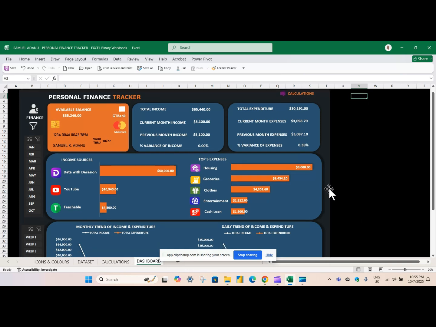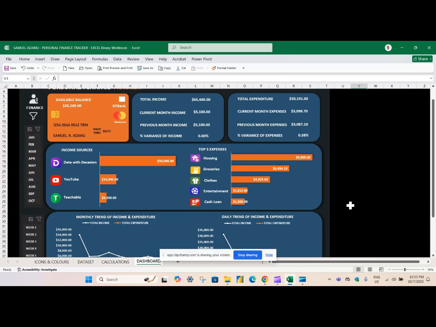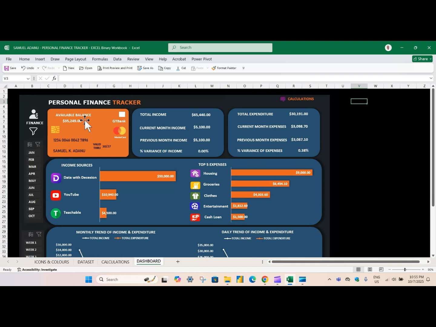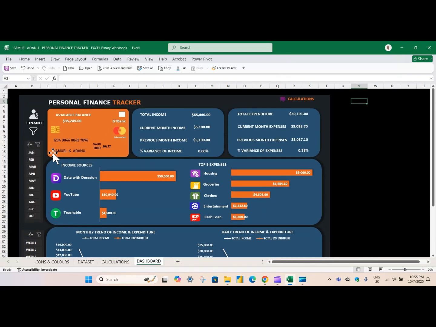Using real financial data, the dashboard incorporates current versus previous month's performance, highlights top income sources and spending categories, and visualizes monthly and daily trends. As you can see here, this is a personal finance tracker that has been developed on real-time financial data sourced from a customer by name Samuel K. Adanu, who is a customer of the GT Bank Ghana Limited.